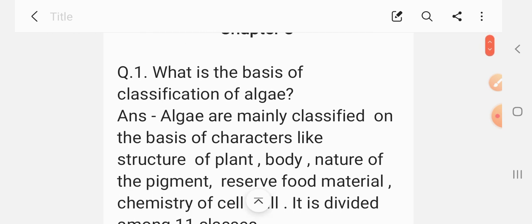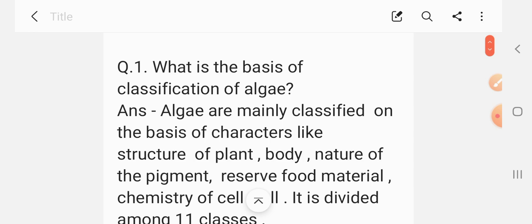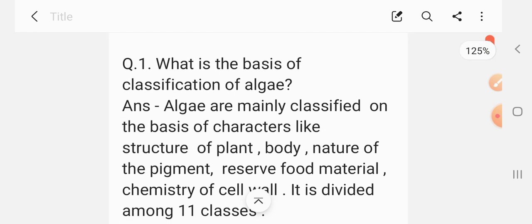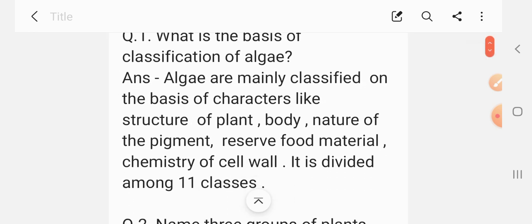Question number 1. What is the basis of classification of algae? Answer: Algae are mainly classified on the basis of characters like structure of plant body, nature of the pigment, reserve food material, chemistry of cell wall. It is divided among 11 classes.